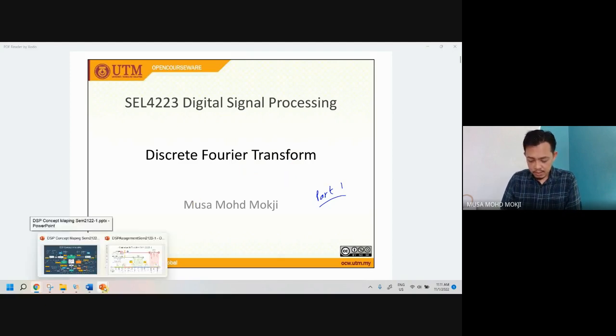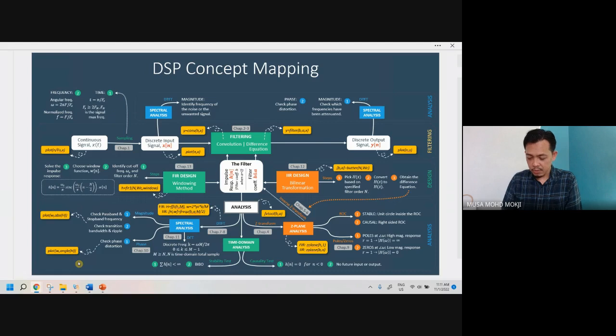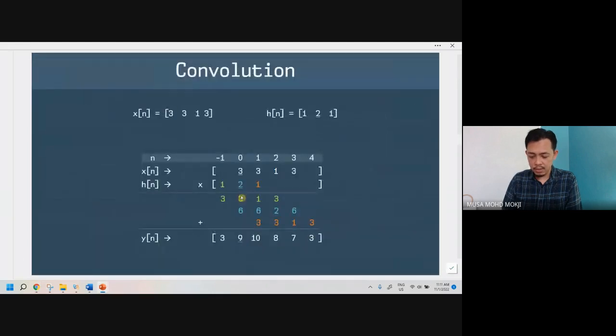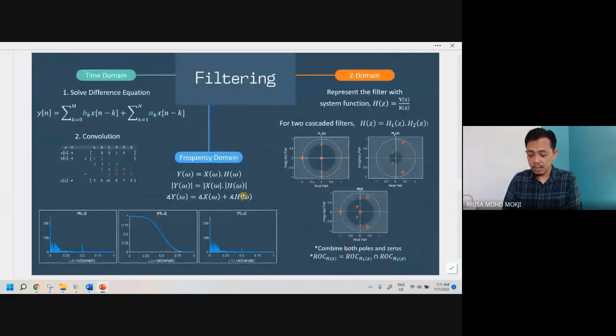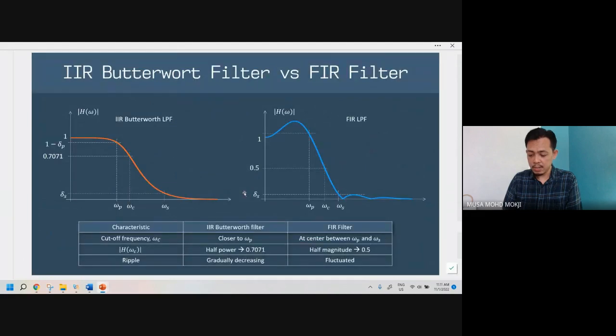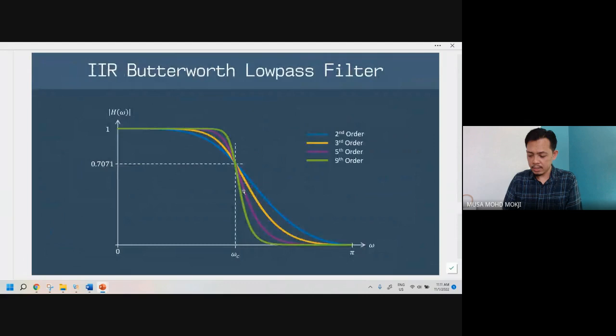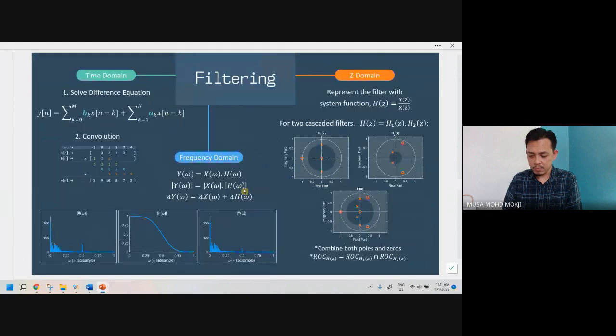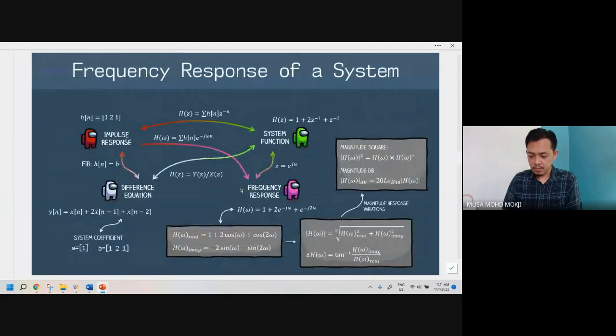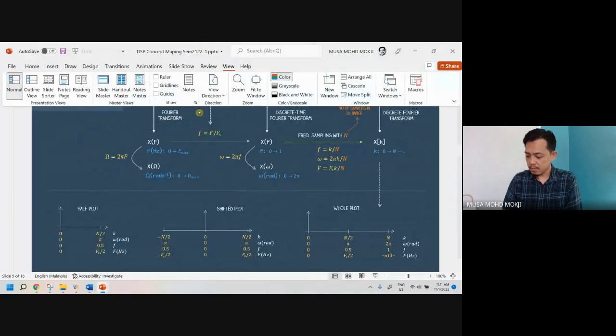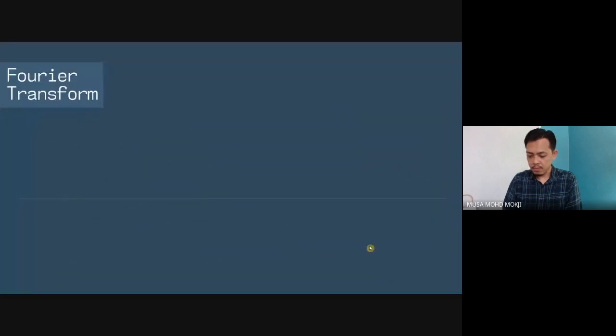Before we go to this DFT, let's do some recap so that we have a good understanding of the basics of what a Fourier transform actually is. So this is a Fourier transform. Why do we do Fourier transform? Because we want to do analysis in the frequency domain.